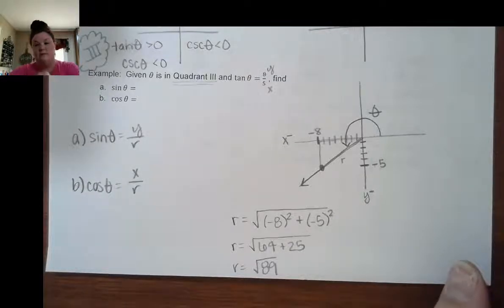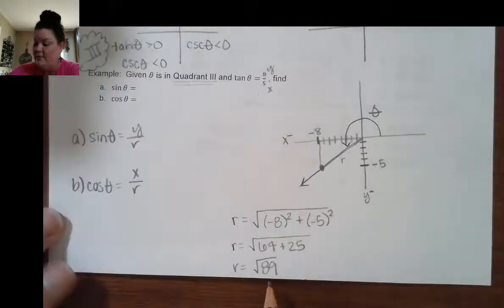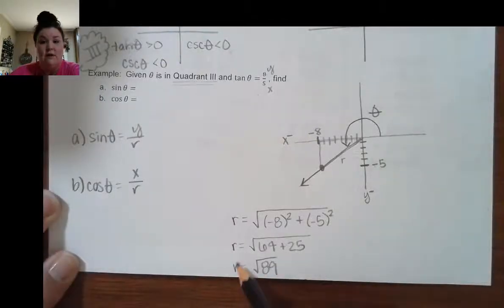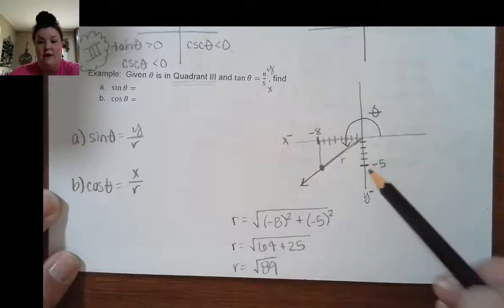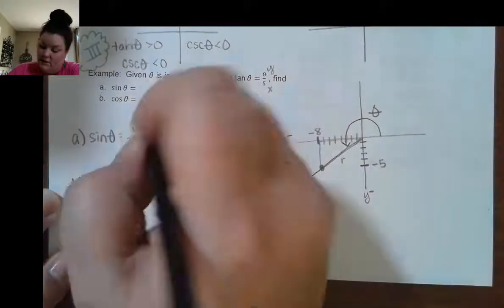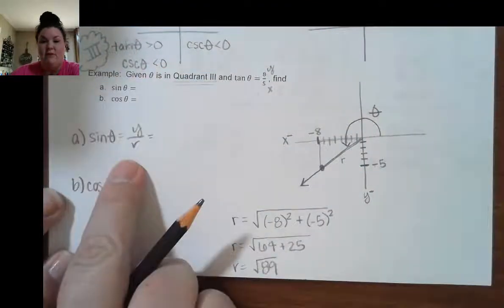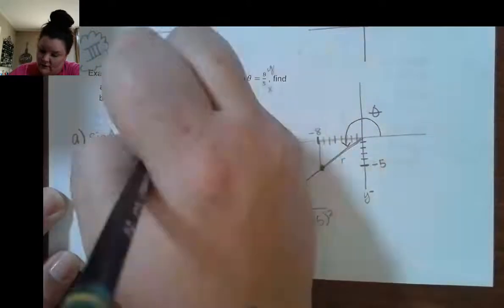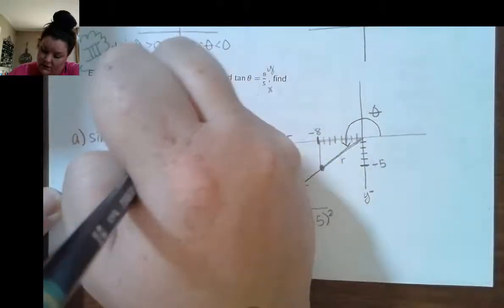Yeah, there's nothing we can do to simplify that. But now that I have my r value, and I know my x value and my y value, I should be able to find my sine and my cosine. So in order to find my sine value, I do my y, which I know is negative 5, over my r, which is the square root of 89.